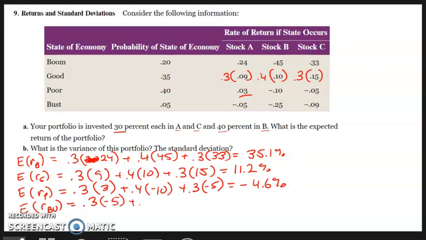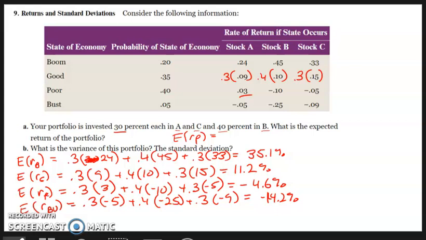And then the expected return for bust, I'll use BU here: 0.3 multiplied by a loss of 5%, 0.4 multiplied by a loss of 25%, plus 0.3 multiplied by a loss of 9%, and that is negative 14.2%. So I'm going to use these four numbers to calculate our portfolio, and then I'm going to go to the next page.